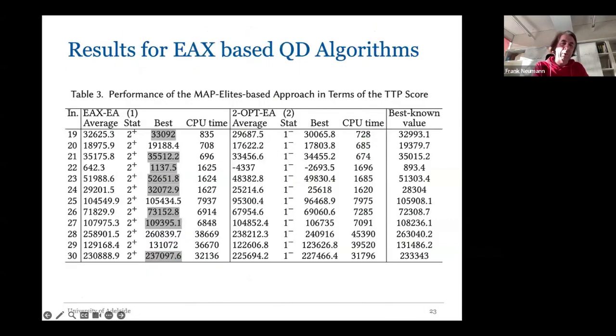Okay, and then what we also saw for larger instances, based on the results that we obtained, is that we were able to beat the current best results in that area for quite a number of instances. For the smaller instances, we were quite close to the best results. For the larger instances, we could get better results than were previously known in the literature.